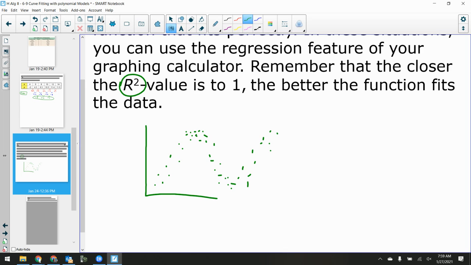Cubic. It's got that curve to it, probably positive odd, right? Well, what if it looked like this? Maybe it's quartic. What if the model looked like this? Maybe it's quintic. We don't know exactly what's going on. We can find the best type of function that might fit the data.